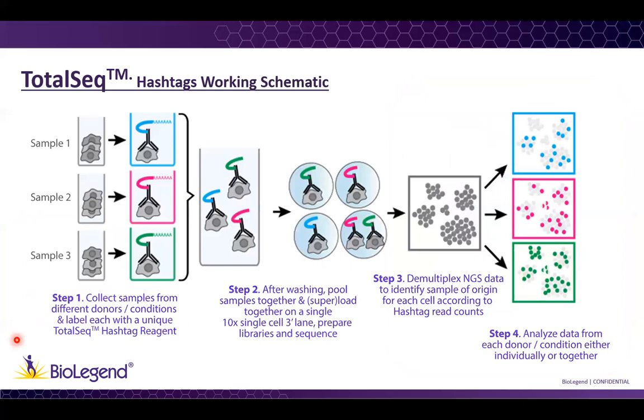Let's look at the hashtags in a more schematic way. In this example, you can see 3 different samples from 3 different donor source conditions that are stained, each one with a different hashtag antibody. After washing, the samples were pooled together on a single cell 10x 3' lane. The samples were processed, the libraries prepared and sequenced. Then you can demultiplex your next generation sequencing data to identify each different sample based on the different hashtags.